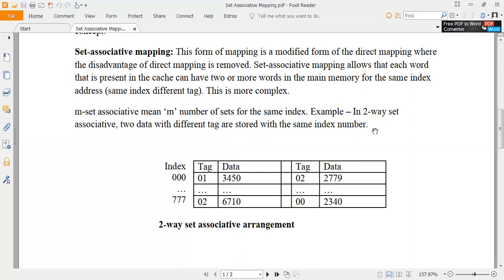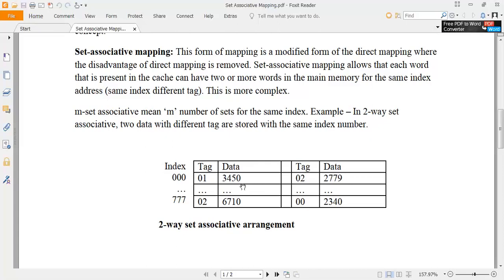This way you can also make three-way set associative, four-way set associative. I have written that M-way set associative means M sets. M sets means each index can contain M data items with M tags. So this is an example of two-way set associative.